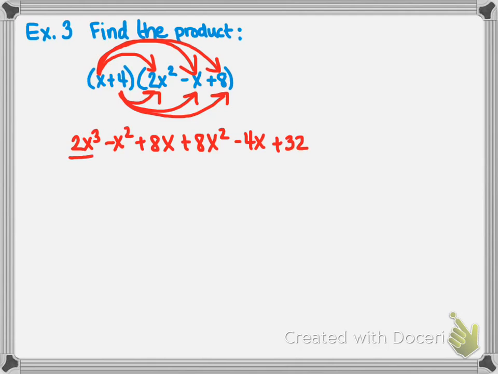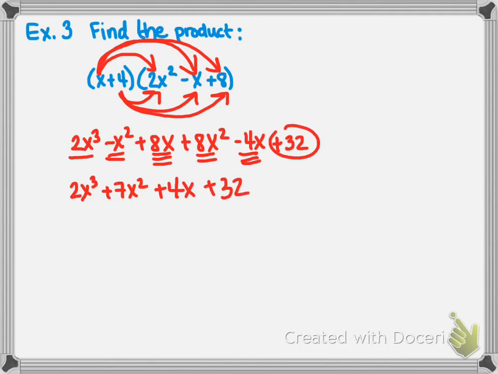Only have one cubic term, so 2x cubed. I have two quadratic terms, negative x squared plus 8x squared is 7x squared. I have two linear terms, 8x plus negative 4x is positive 4x. And then my constant plus 32. So my product is 2x cubed plus 7x squared plus 4x plus 32.